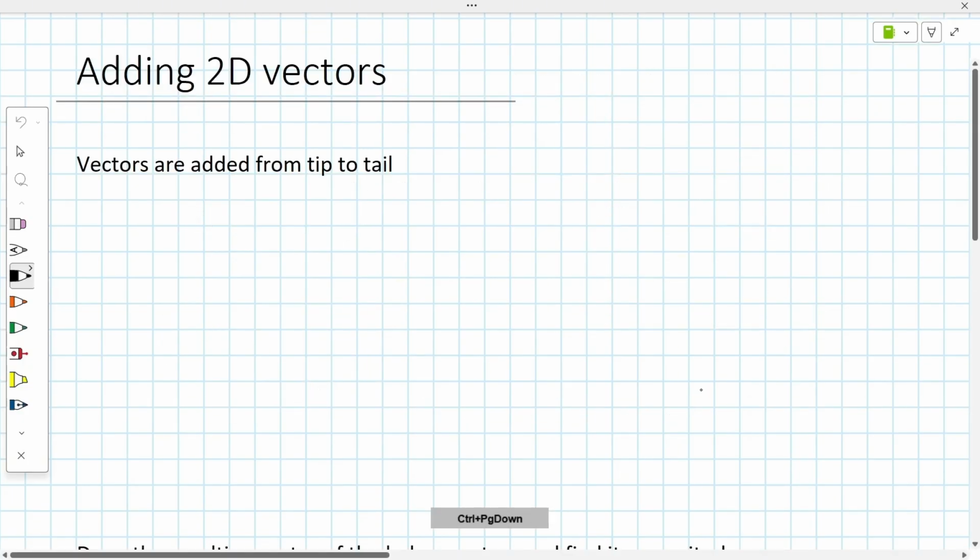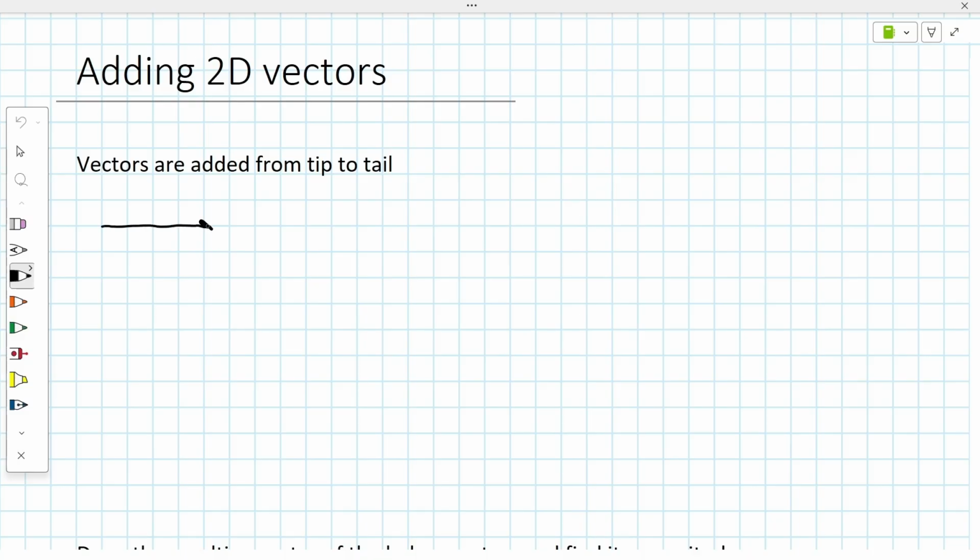Alright, so now let's talk about adding 2D vectors. All of our vector addition we've done before has been in one dimension, where we had, say, one vector going this way, and then we add it here, and then we add it here. But we always add starting from the tip of the last vector and drawing the vector off of the tip of the last vector. So we're going to use that same idea when adding 2D vectors.